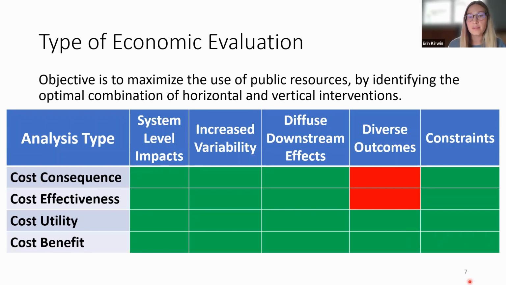And this is expected since the main difference in all of these different types of economic evaluation is the measurement of outcomes. If, for example, we're trying to identify the optimal combination of vertical and horizontal interventions to implement, we need to be able to definitively rank these against each other. And therefore, we need to use an evaluation type that allows interventions with different target outcomes to be compared directly. So that's going to leave us with cost utility and cost benefit analysis.